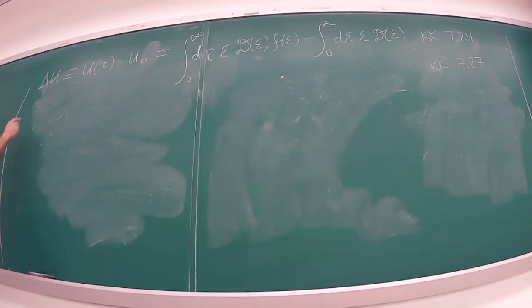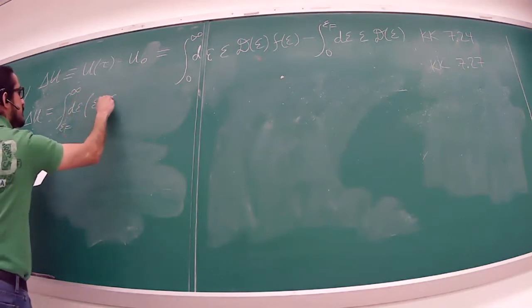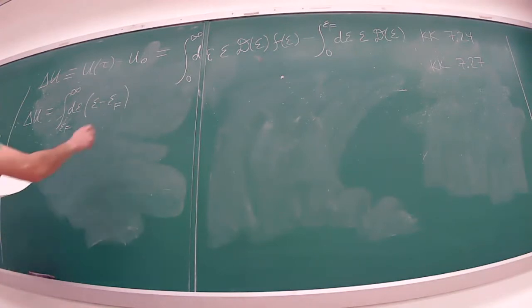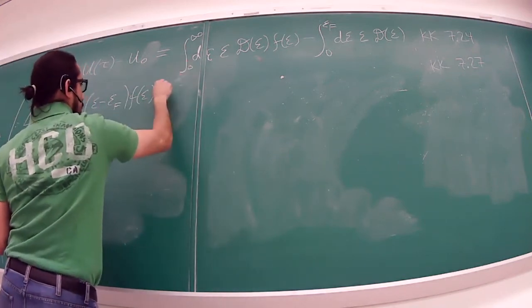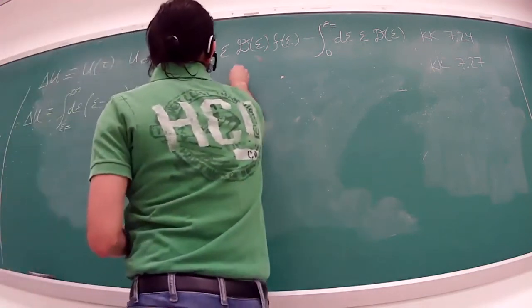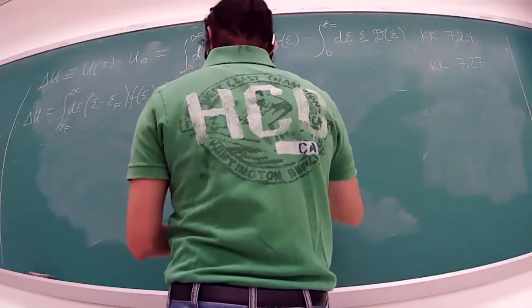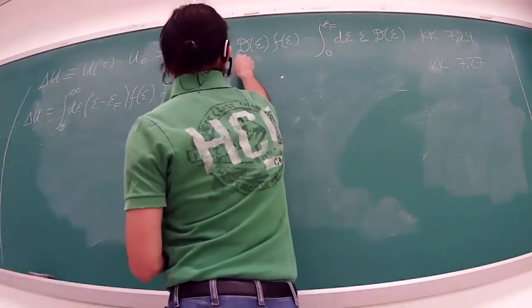That equation says that this change in energy is equal to the integral from the Fermi energy to infinity dE of (E minus EF) times the Fermi-Dirac distribution and the density of states, minus the integral. This one is from zero to the Fermi energy.